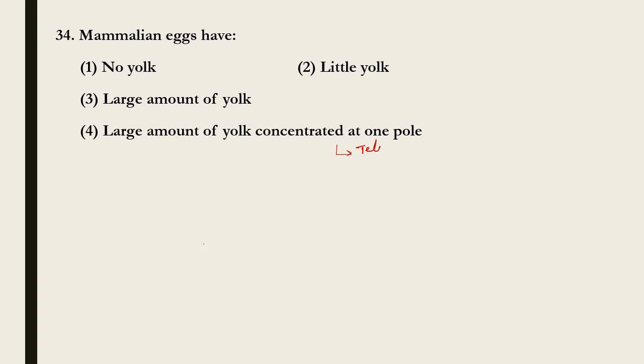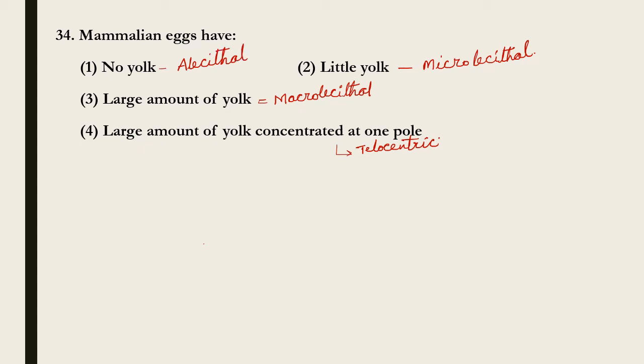A large amount of yolk is considered a megalecithal or macrolecithal egg, a little yolk is called a microlecithal egg, and no yolk is called an alecithal egg. In mammals, the egg is alecithal.